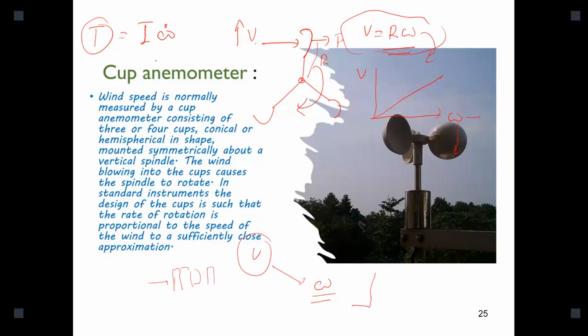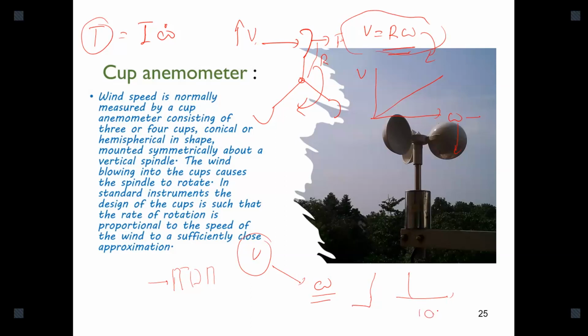Then please keep in mind, if you want to measure gusts, the quick variations, it already has a moment of inertia. I hope you know what moment of inertia is. Then due to that moment of inertia, the omega does not comply with the wind speed variations. That's the reason. Please keep in mind these values generally for energy measurements.